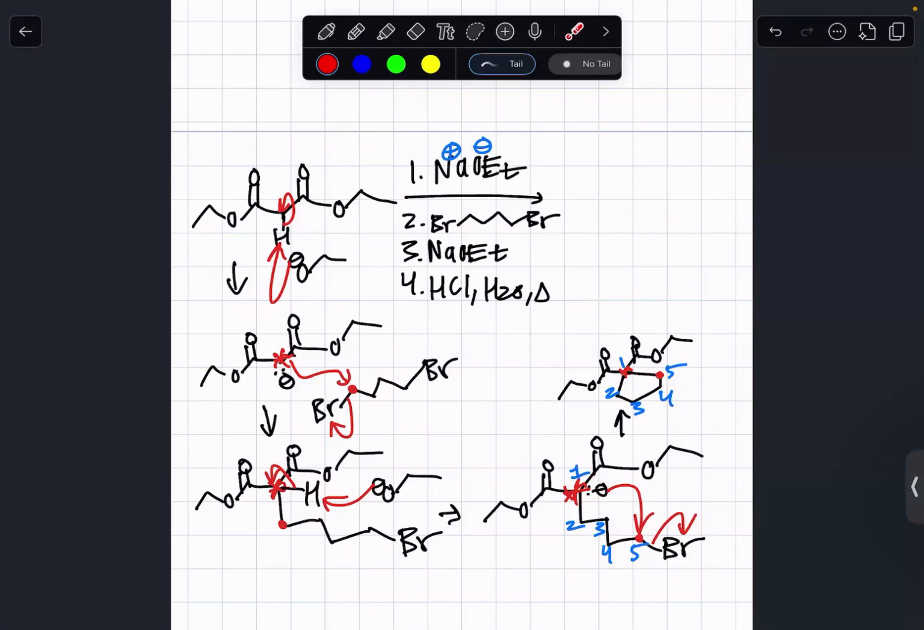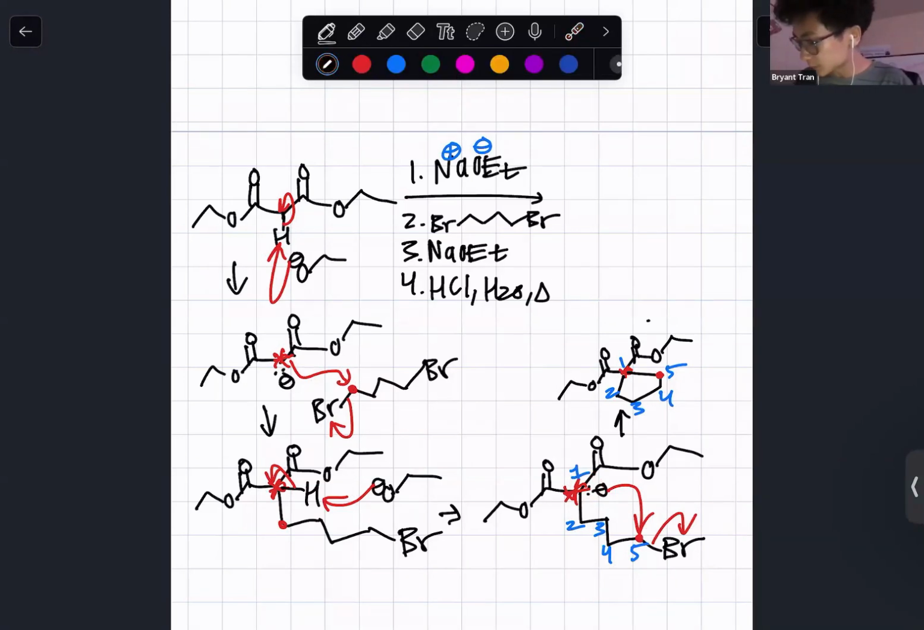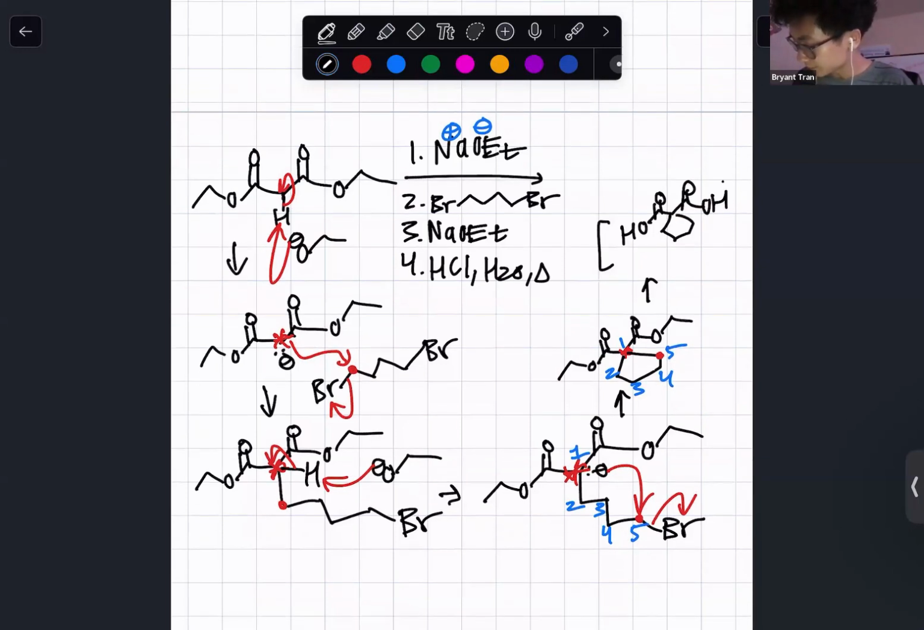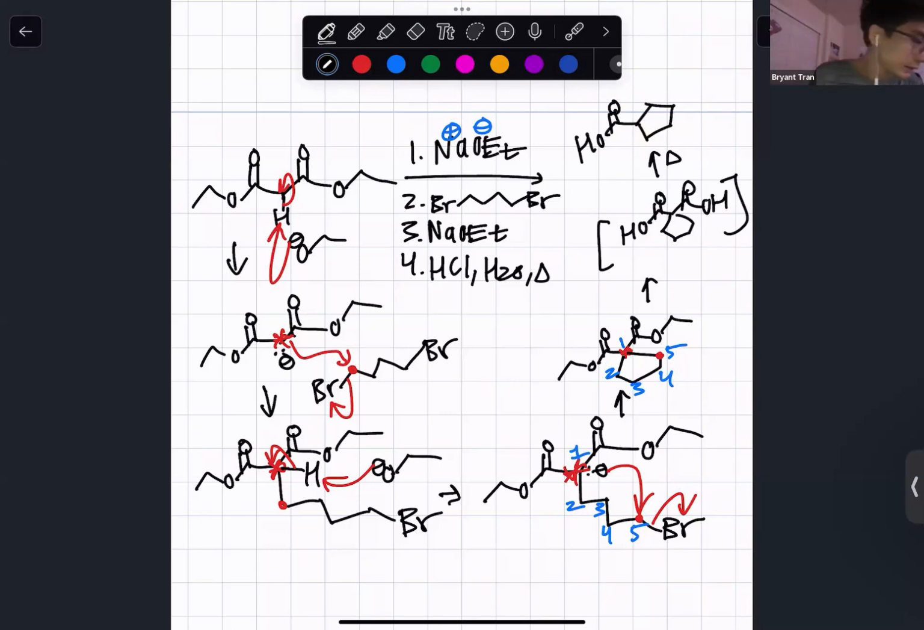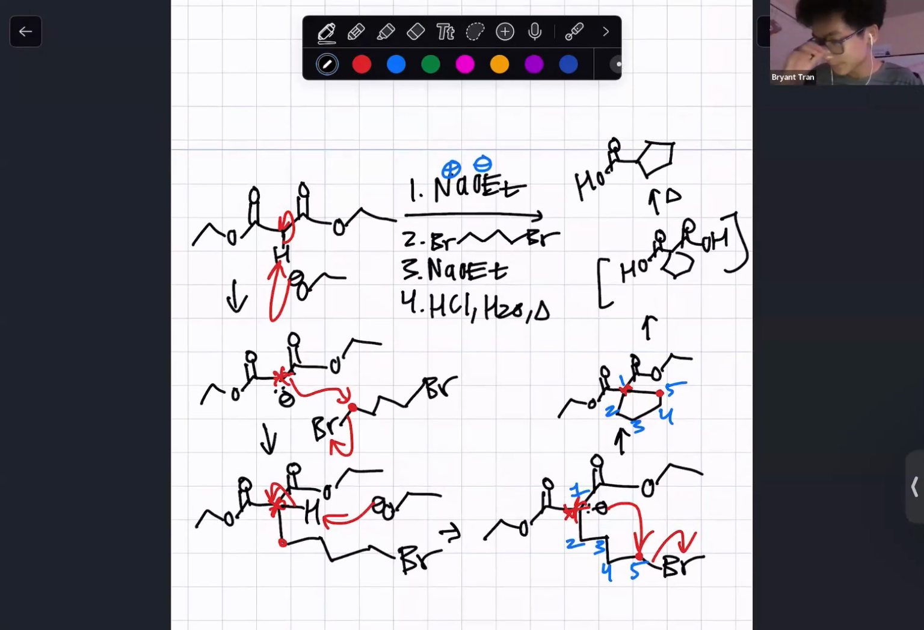Now the last step is going to do two things. Hydrolysis first, to hydrolyze the esters into the parent functional group, carboxylic acid. And then because we also have heat, and we have a beta carbonyl acid, we're going to get rid of one of the carboxylic acids to get our final answer. That carboxylic acid with the ring right there. Okay.